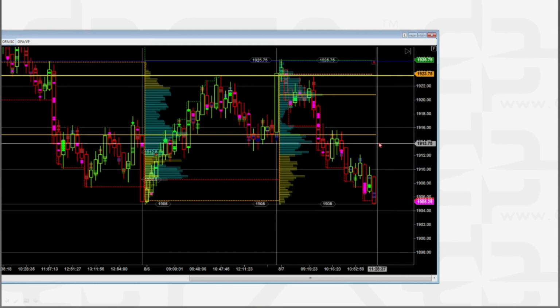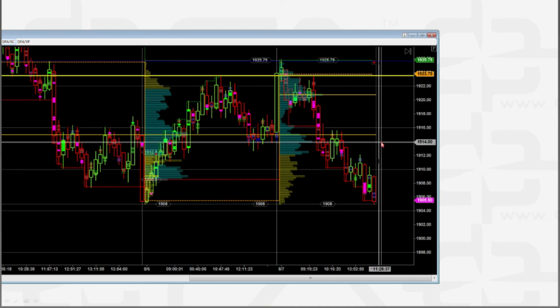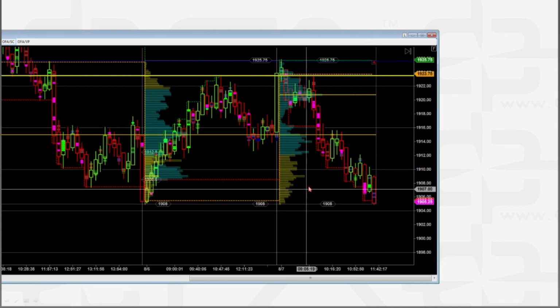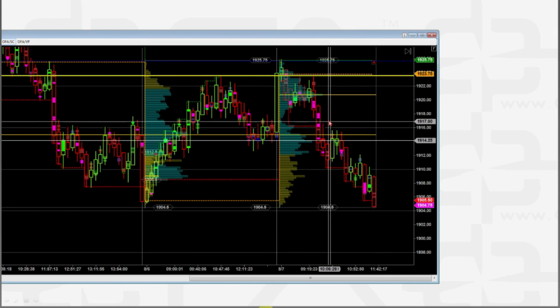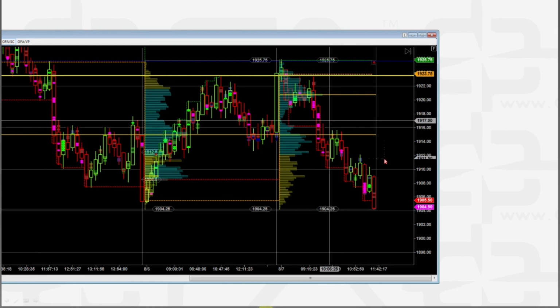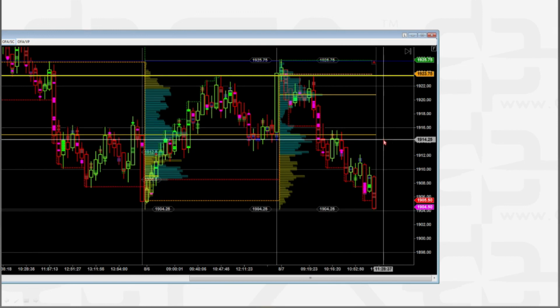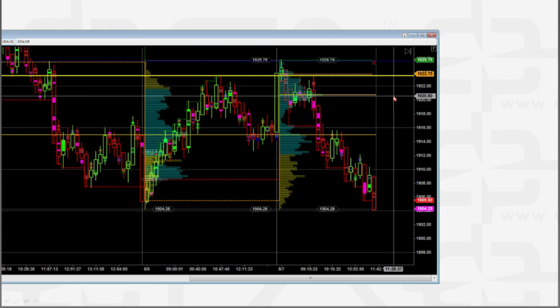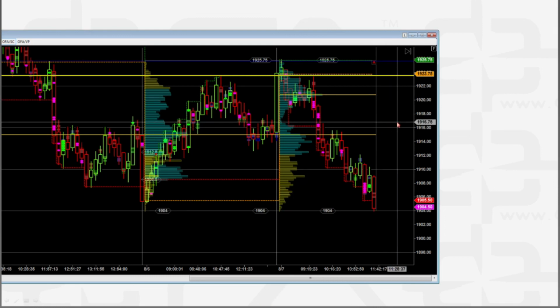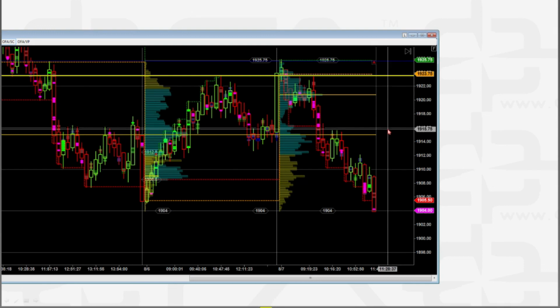Then I'm going to look at these levels and say, here's where in this distribution right here, this is the highest volume area. This is still a valid short for me. If we open up below 17, I'm going to look for a short in this area. If it pops above it and comes back down and tests it, I'm going to look for a long. Simple as that. This is a key level.